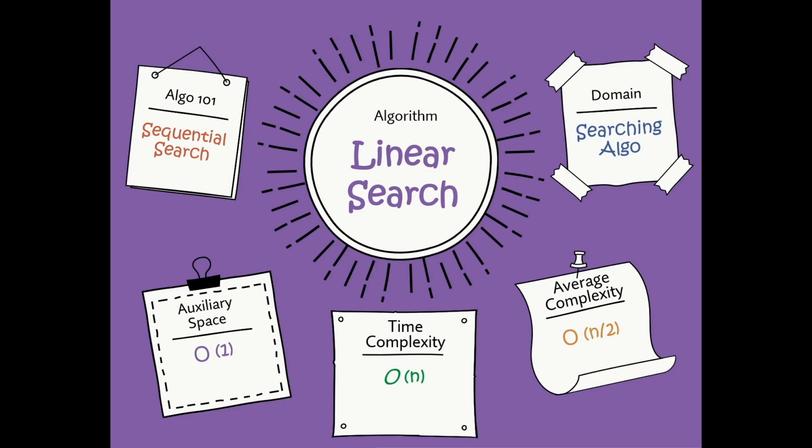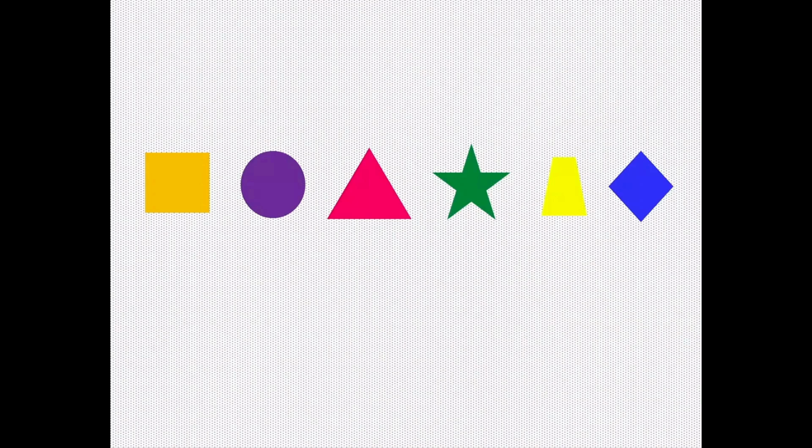First, when the list of data in which you are searching your element is small, and second, the data is unsorted, unlike binary search. Let's understand this with the help of an example.